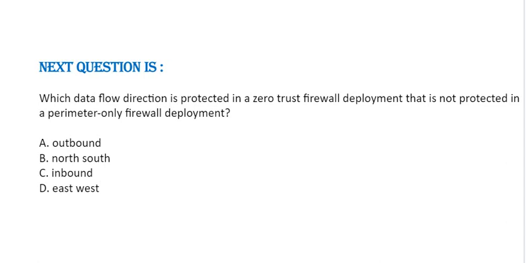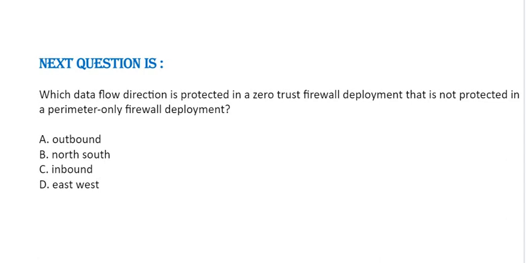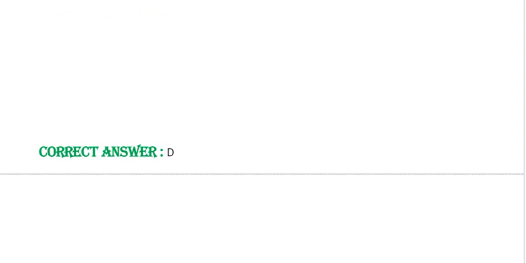Question is, which data flow direction is protected in a zero trust firewall deployment that is not protected in a perimeter-only firewall deployment? Option A, outbound. Option B, north-south. Option C, inbound. Option D, east-west. Correct answer is option D.